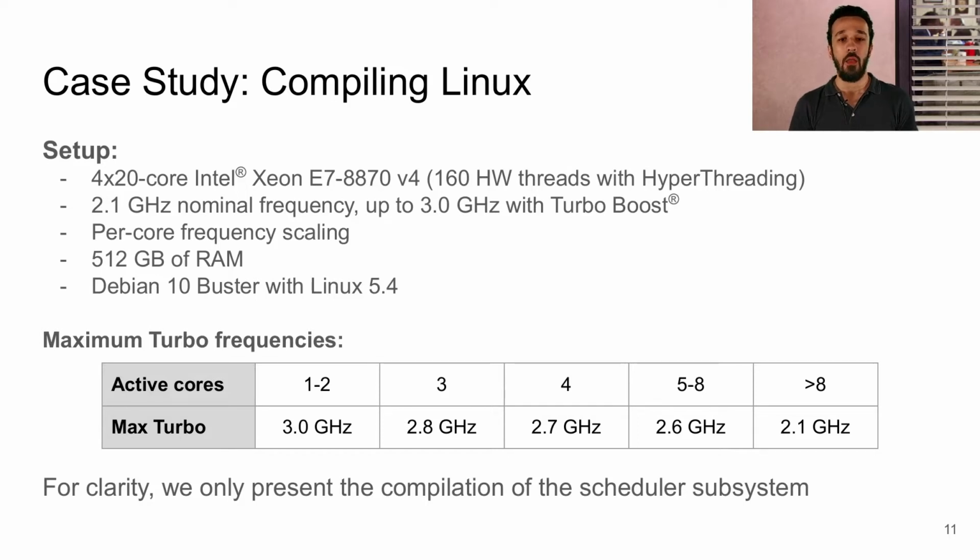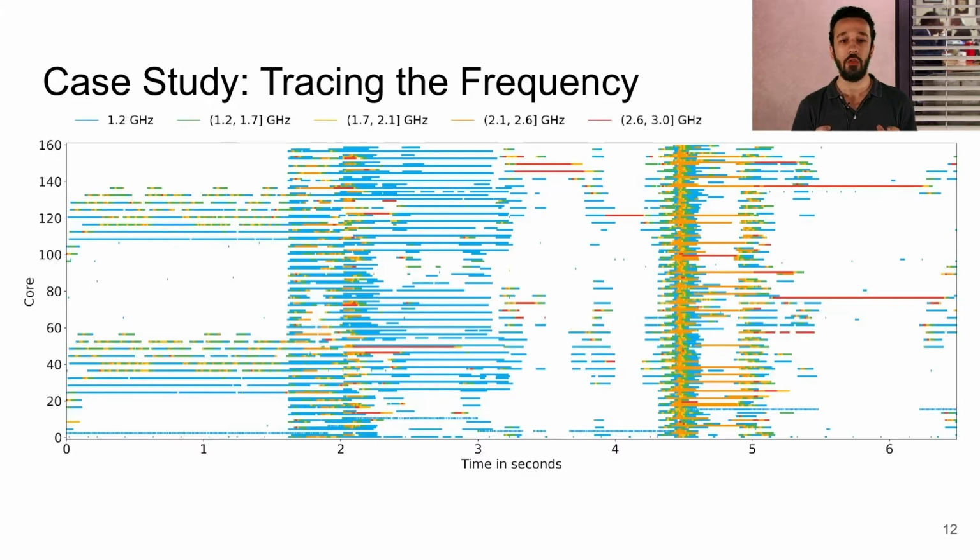The machine runs on a Debian Buster with a Linux 5.4 kernel installed. This kernel is the latest long-term support version released in November 2019. For clarity purposes, the following slides will only present the compilation of the scheduler subsystem of Linux instead of the compilation of the whole kernel. We trace the frequency of each core during the compilation, with each line representing a different core. We log the frequency at runtime with hardware registers at each tick.